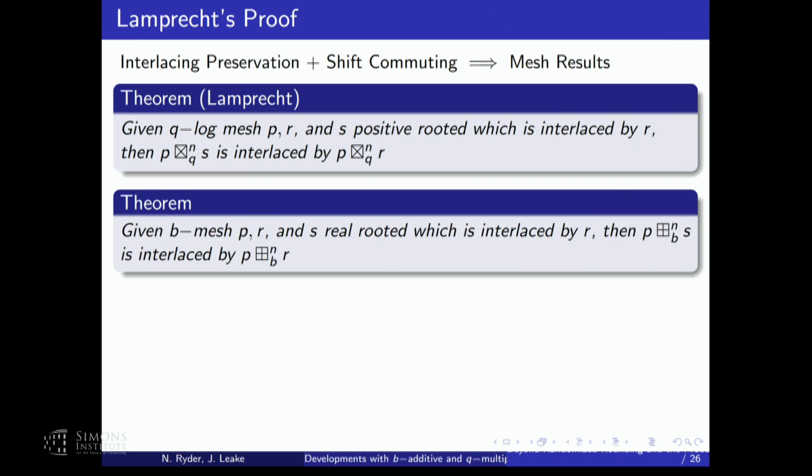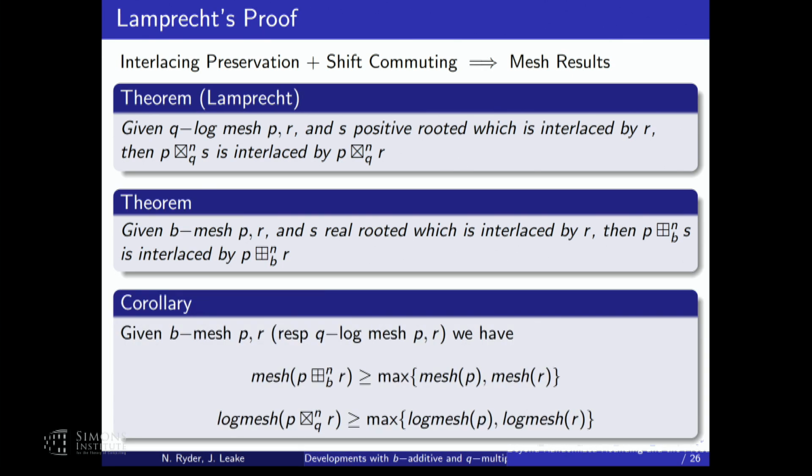And just like we saw earlier from the fact that we get commuting through the additive convolution, once we get interlacing preservation, which is the main theorem of Lamprecht, we're in fact going to get mesh results. So we're going to get this result down here, that the log mesh of the output of two Q log mesh polynomials is going to be Q log mesh. So the Q multiplicative convolution preserves log mesh. And this is our theorem. We prove, when we're mimicking Lamprecht's result, we do the same thing for the additive.